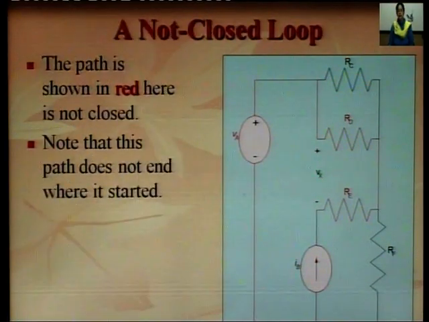Okay. So next, now this diagram that is shown, this is not a closed loop. The path shown in red here is not closed. Note that this path does not end where it started. So this is a very important point, that the path does not end where it started. जहाँ से ये शुरू हुआ था वहाँ ये ख़त्म नहीं हुआ है. So it is not a closed loop. So I think now you understand what is a loop.